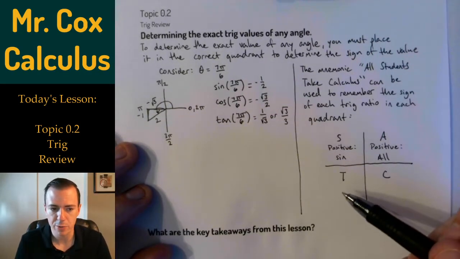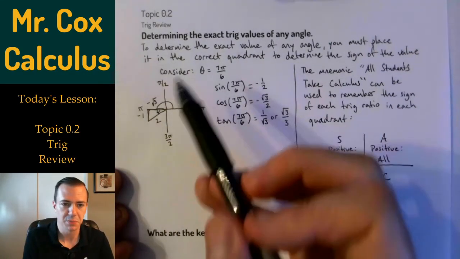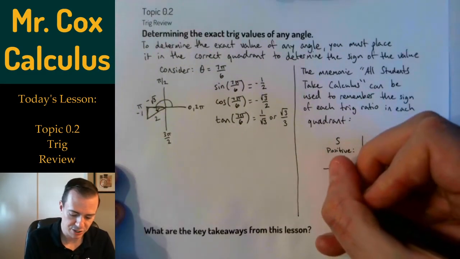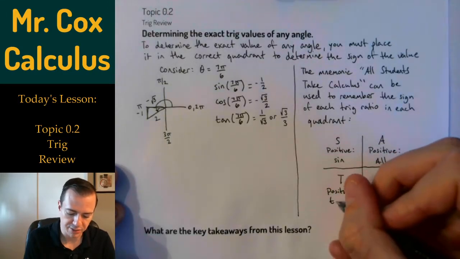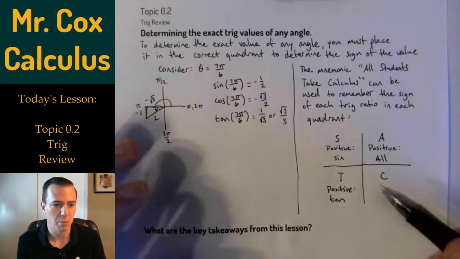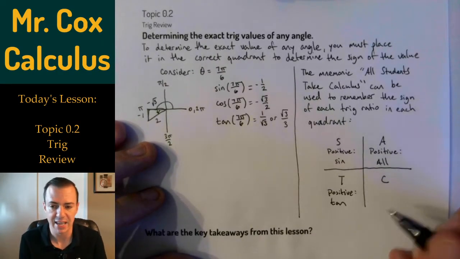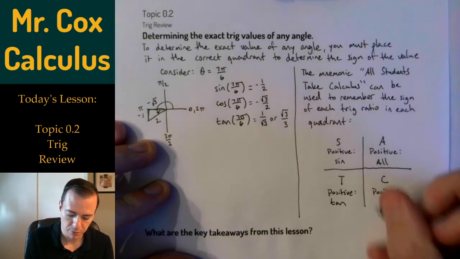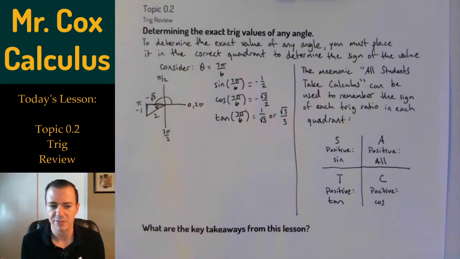Down in quadrant 3, both the Y and the X values are negative, but as we saw over here with 7 pi over 6, that makes tangent positive. And as you can probably deduce in quadrant 4, where X becomes positive but Y is negative, then the positive trig ratio is cosine.